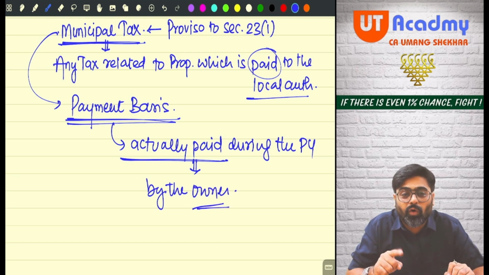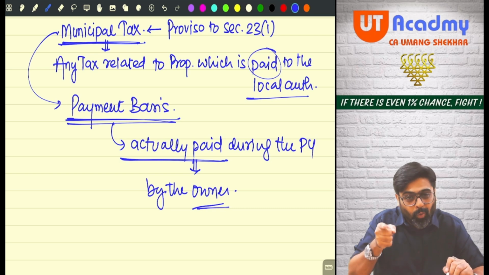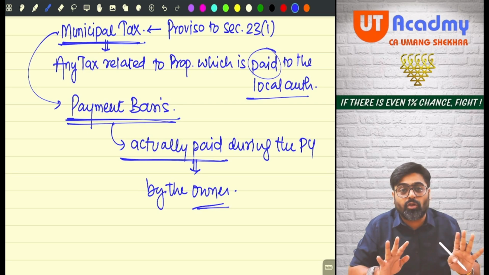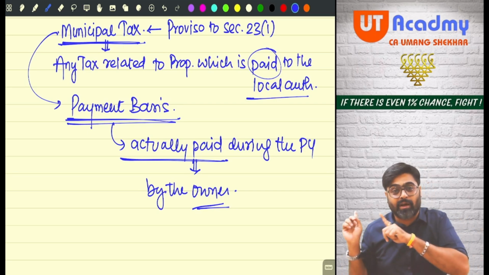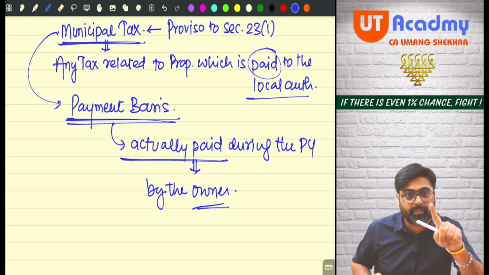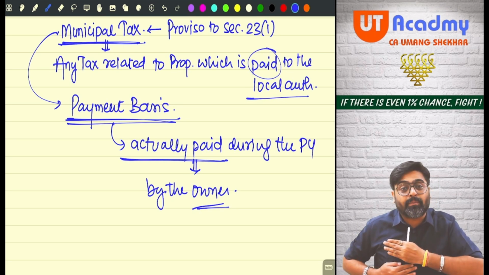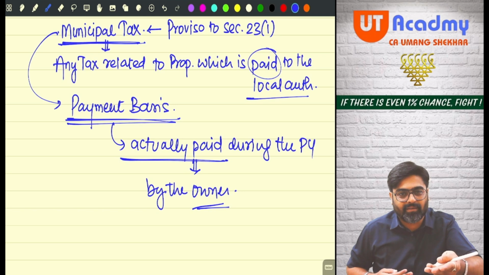Who has to pay? The owner has to pay. Only then will it be allowed to the owner. Now, paid by the owner does not mean he is paying and later on recovering from the tenant. No, then it will not be allowed. Paid by the owner means the burden of that municipal tax is coming on your pocket.